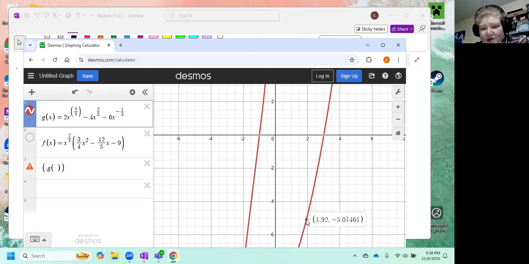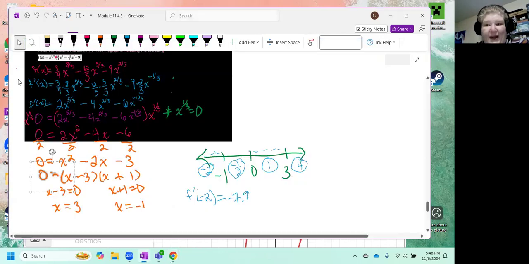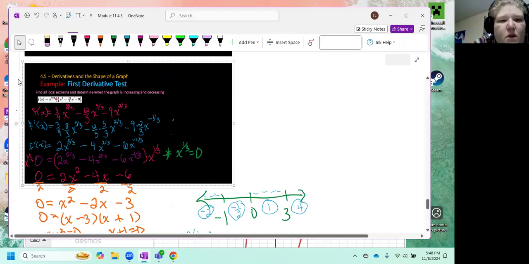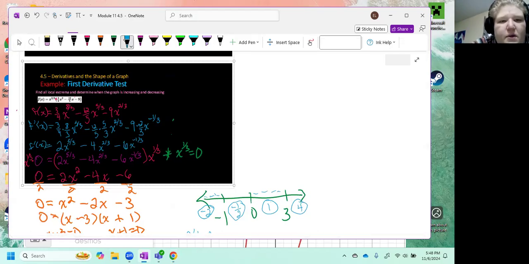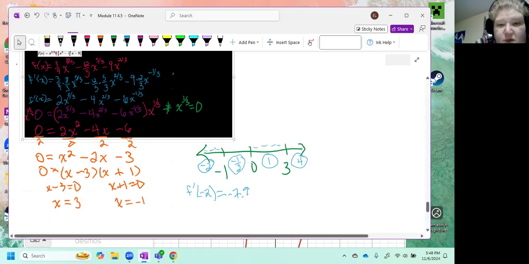And now I move down here, plugging in almost 2. I'm getting negatives. And then in here, positives. So it's just another way of seeing where those values are without having to actually crunch them. So finishing our first derivative test.